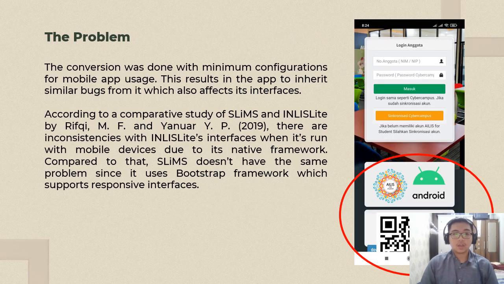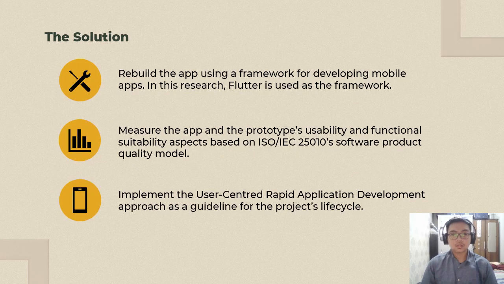Now, the problem with the app is that the conversion was done with minimum configurations for mobile apps. This results in the app inheriting similar bugs from the website, which also affects its interfaces. According to a comparative study of Slims and ILIS Lite, there are inconsistencies with ILIS Lite's interfaces when run on mobile devices due to its native framework. Compared to that, Slims doesn't have the same problem since it uses the Bootstrap framework, which supports responsive interfaces.